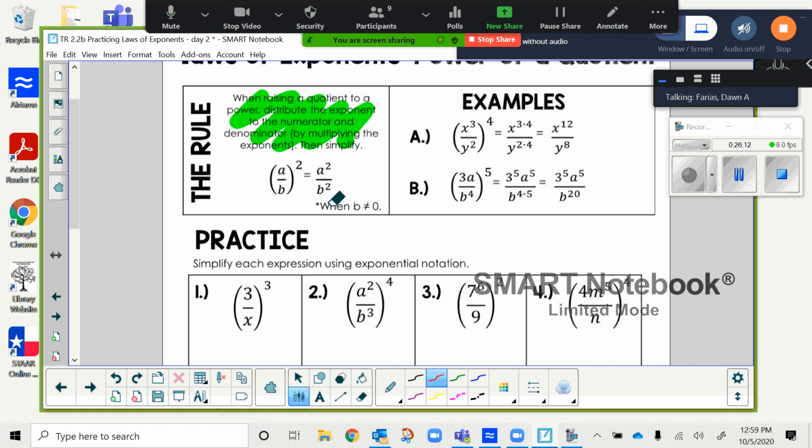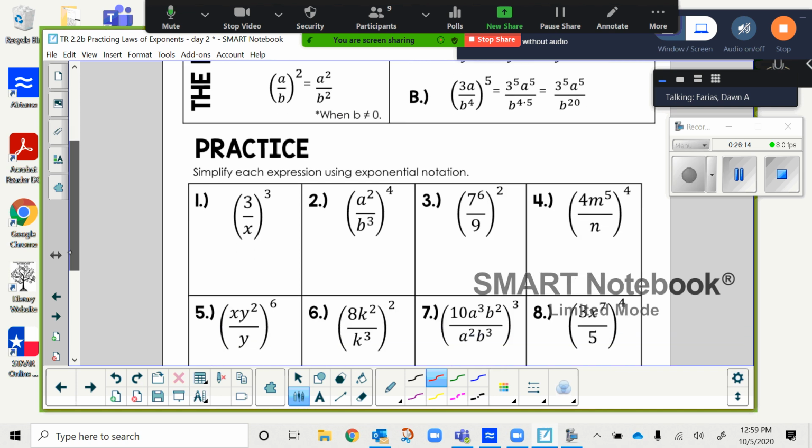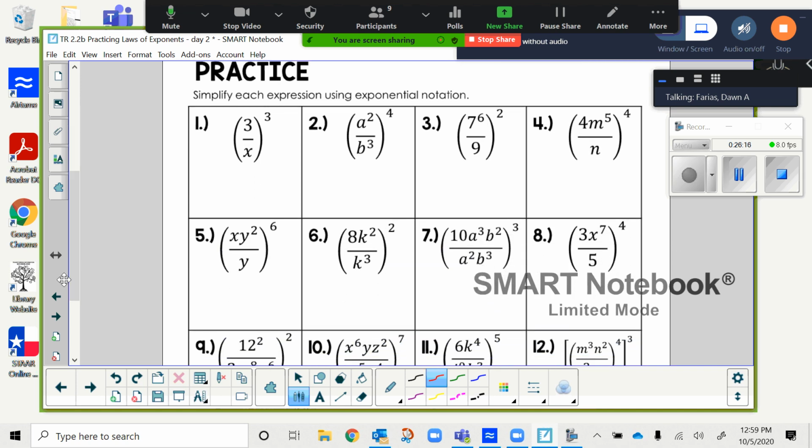So I'm just going to work through a bunch of these for you and then give you a few minutes to do a few of the harder ones. It's still like the last one where you're distributing the power inside, but to every base inside. On number 1, the numerator gets the power and the denominator gets the power. So it's 3 to the 3 or x to the 3. And 3 cubed is easy. It's 3 times 3, which is 9, times another 3, which is 27.